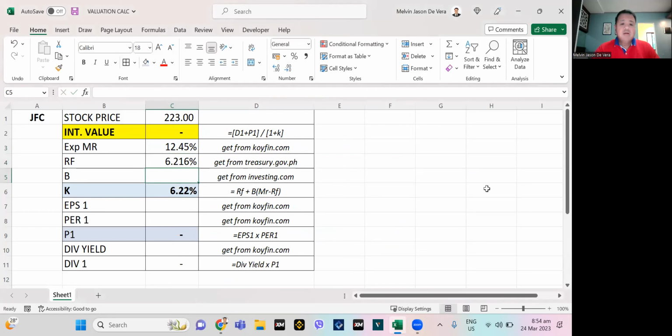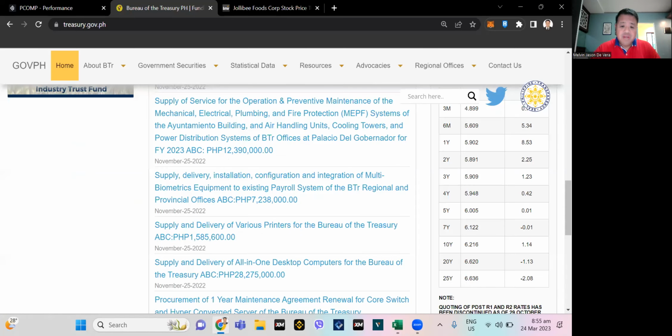6.216%. All right, so reviewing earlier, if beta is 1, then your expected market return is the same as the required rate of return. But then we are going to take a look at the actual beta of Jollibee. So let's go back. Okay.